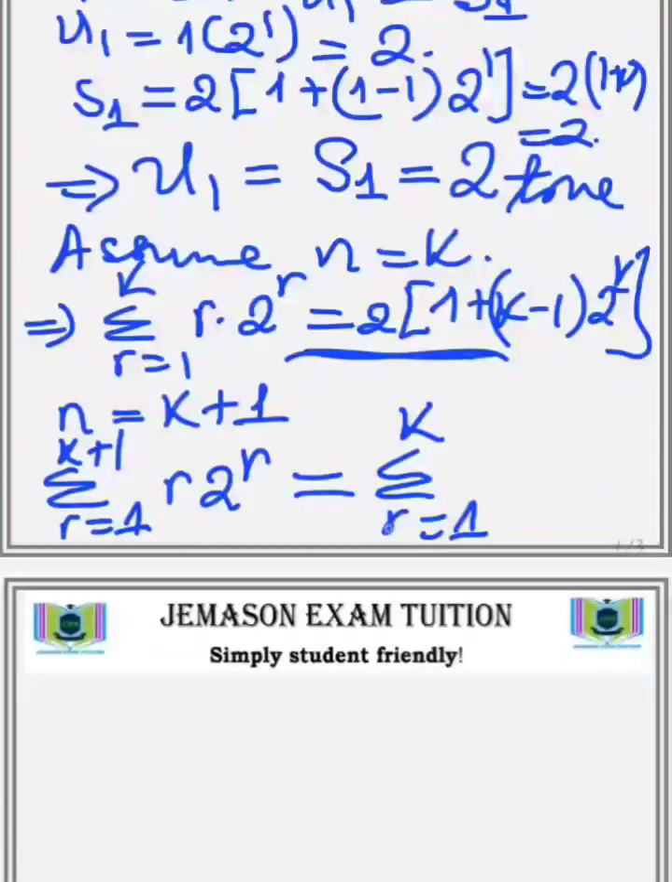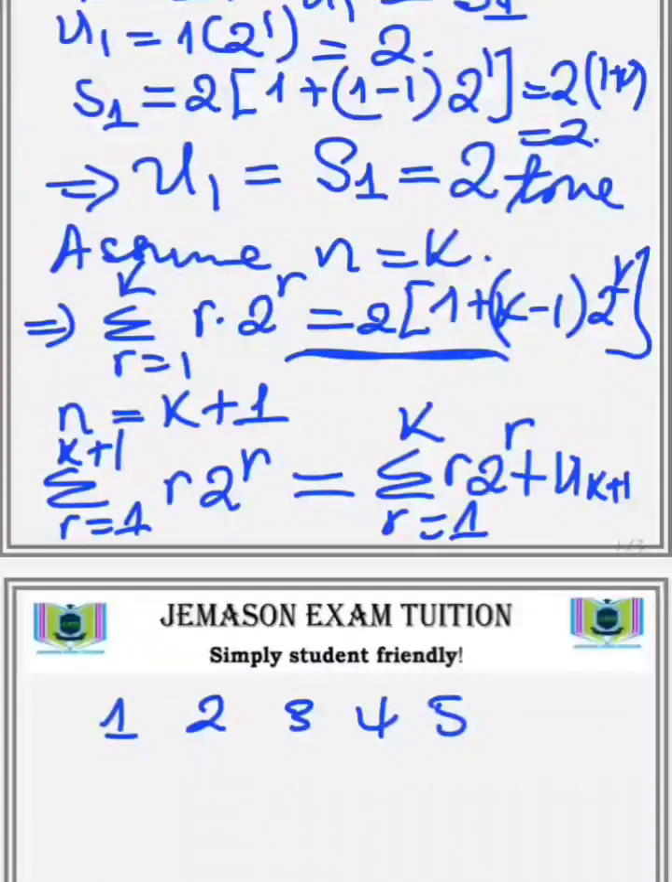So I will have to consider first the summation from r equals 1 to k of the summand, which is r times 2 to the r. Then I add the k plus 1 term to it, which is u_(k+1). That would give the same thing as the summation from r equals 1 to k plus 1 of the summand. To better understand how this statement has been arrived at, let us consider the case where I have a simple sequence with the first, second, third, fourth, and fifth terms.